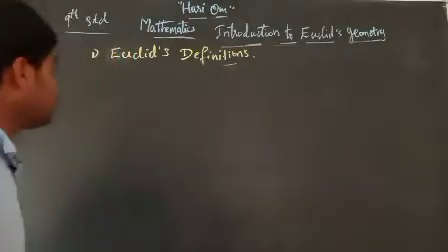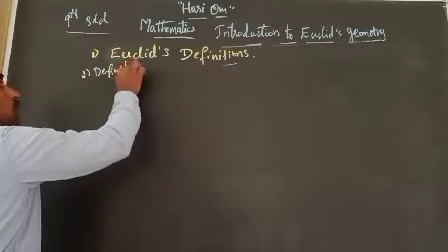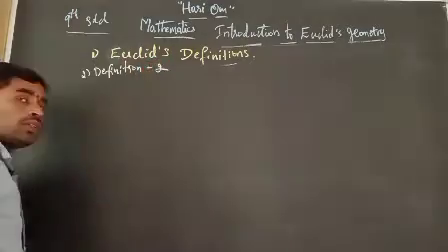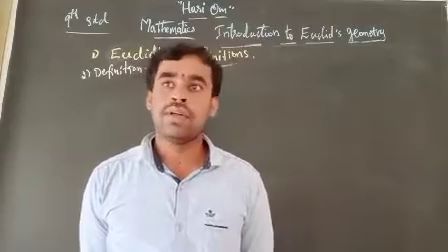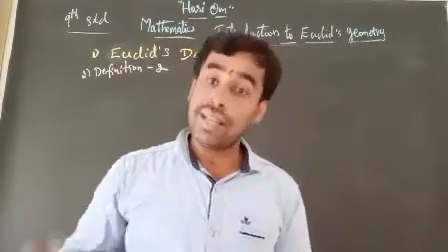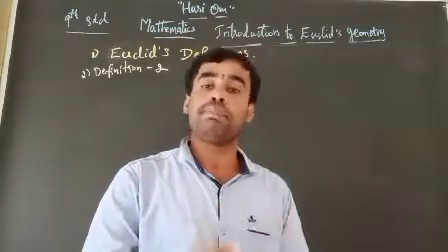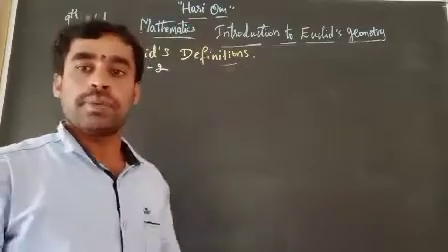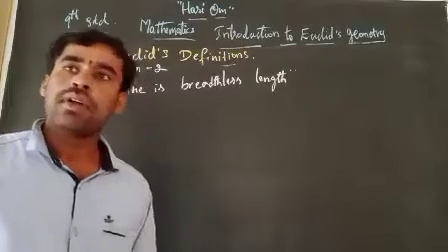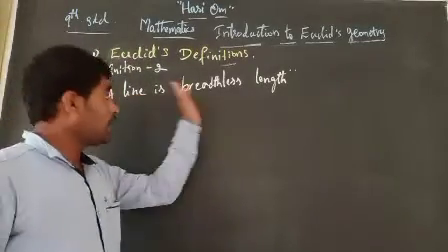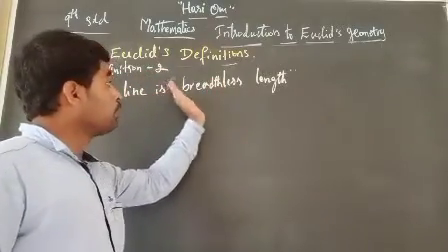Dear students, we come to definition number 2. What does it say? A line is breadthless length. A line has only length, but it doesn't have any breadth. This is definition number 2. Already I said that definition 2 is about a line. A line is breadthless.